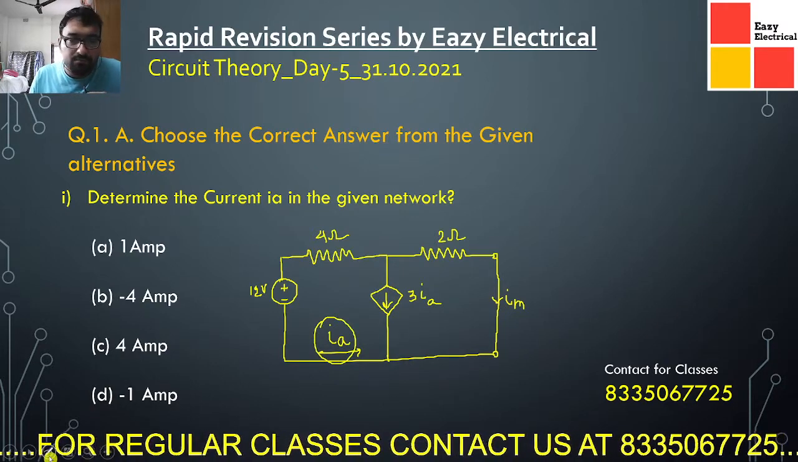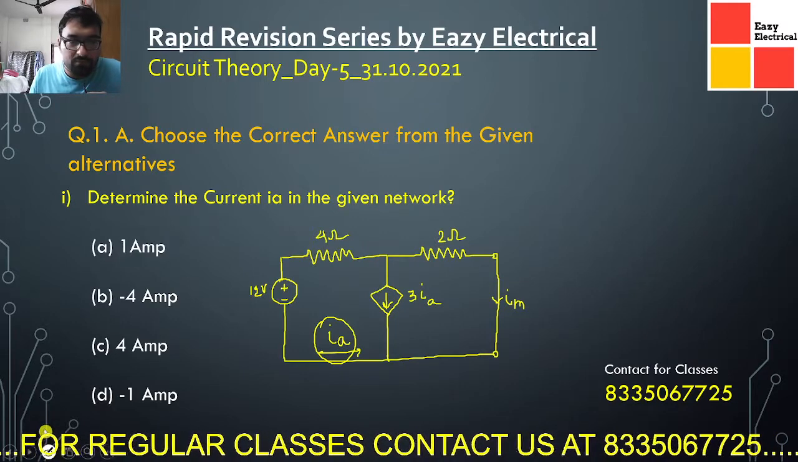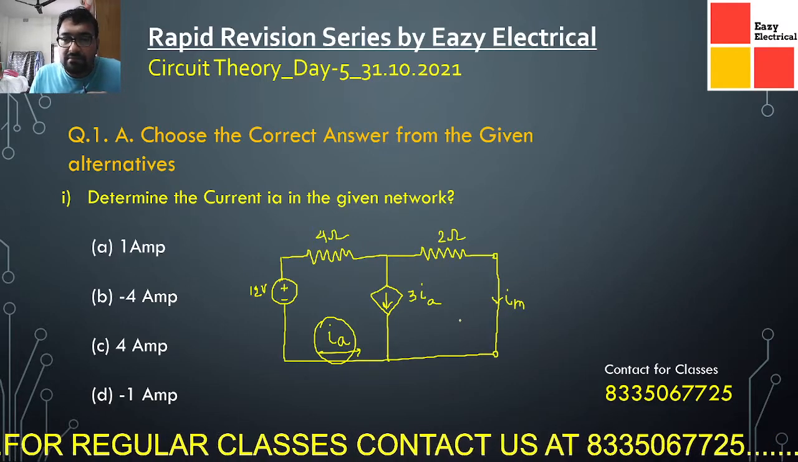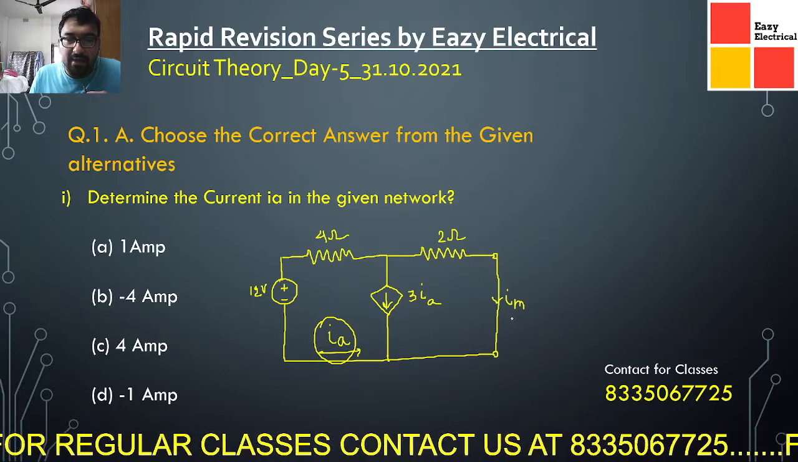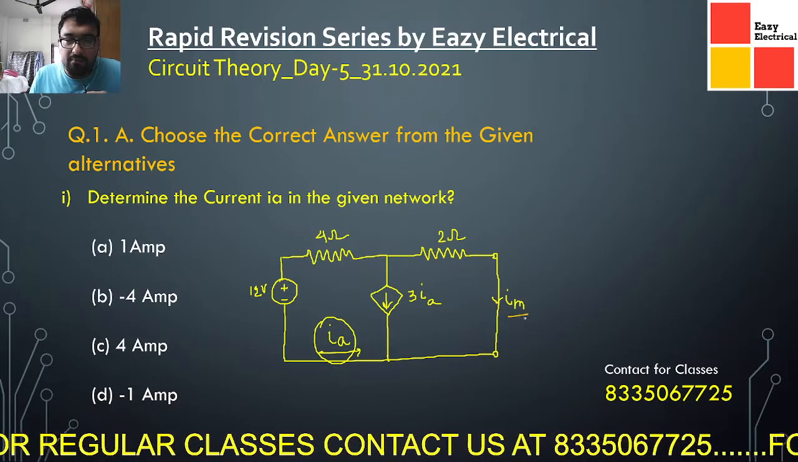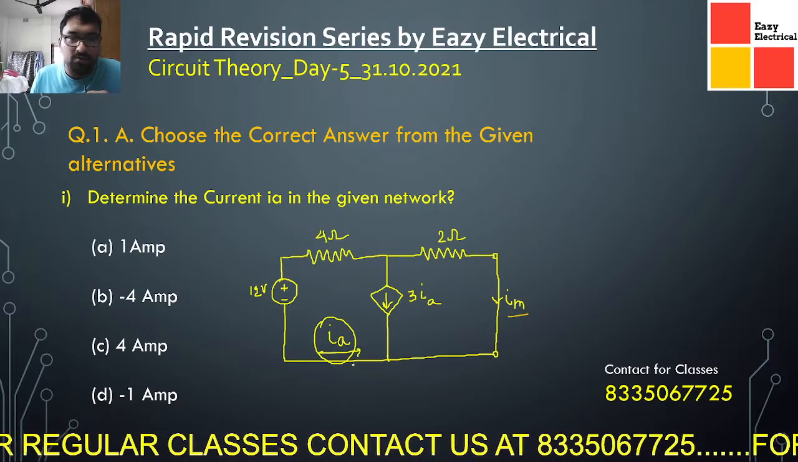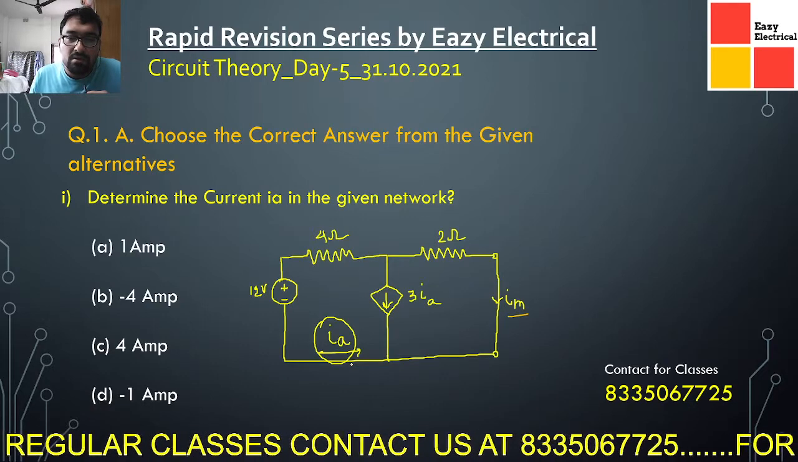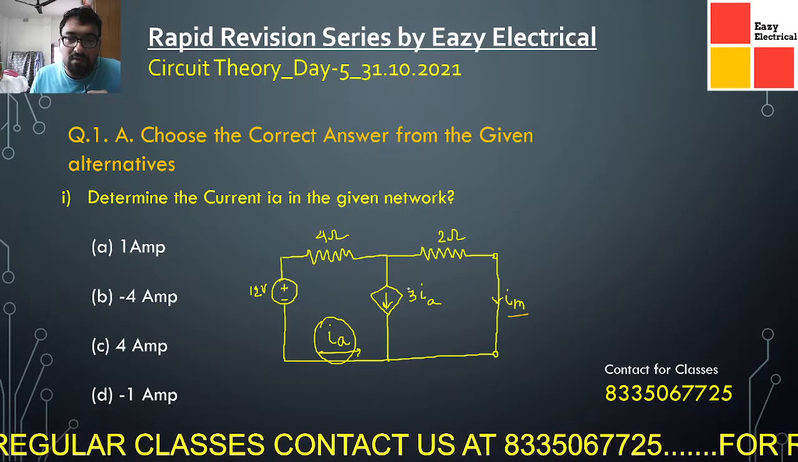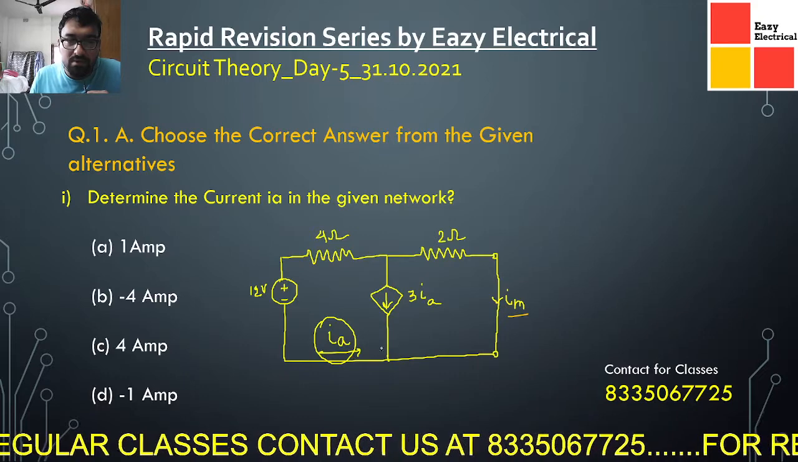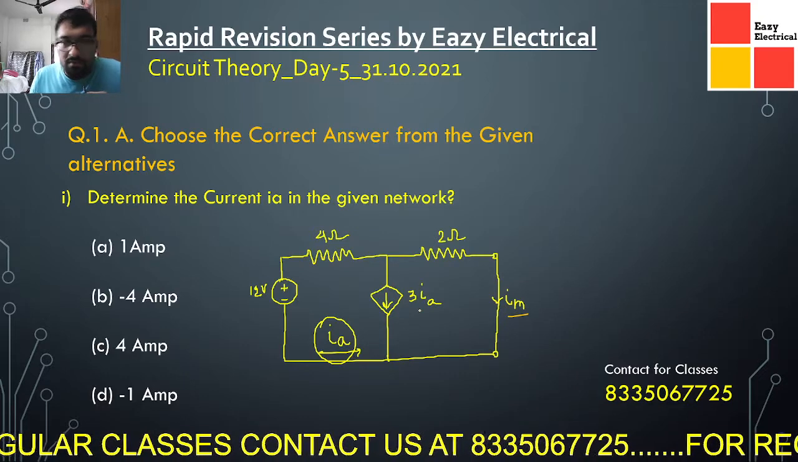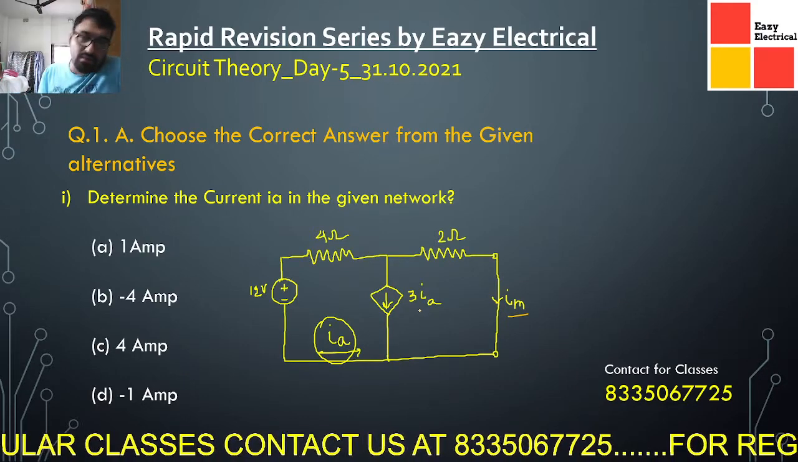Now see here, what can be done? Here you can see IM, one current is written as IM. Whatever the current is going in this direction, we need to take into account. Here it is basically 3IA, so whatever the current is going in this direction, this current will be 3 times of that.